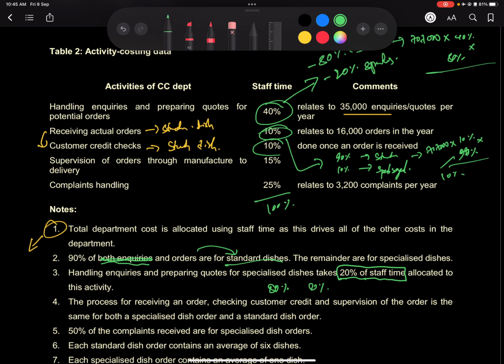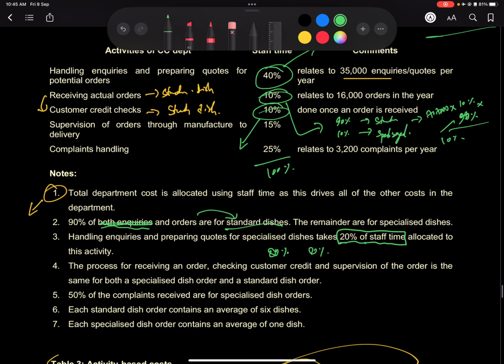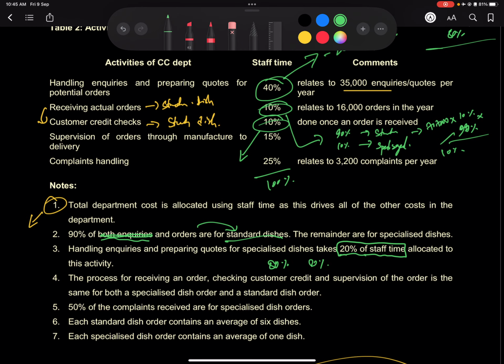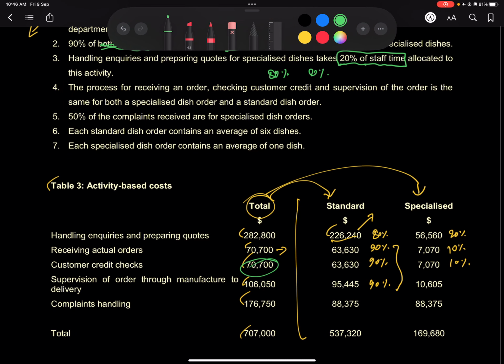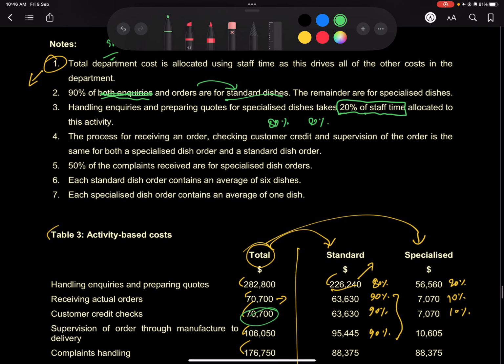Next thing, here comes the interesting part, customer credit checks. You're receiving orders, 90% of the time for standard, and then the rest is specialized. Out of all the orders that you're receiving, you're going to do credit checks, right? Of course that's going to take 10% of your time. That's going to be 70,700, and out of that we need to segregate that cost, right?